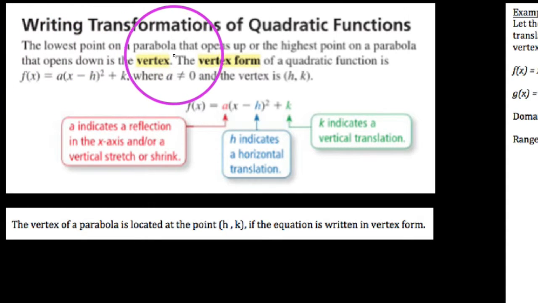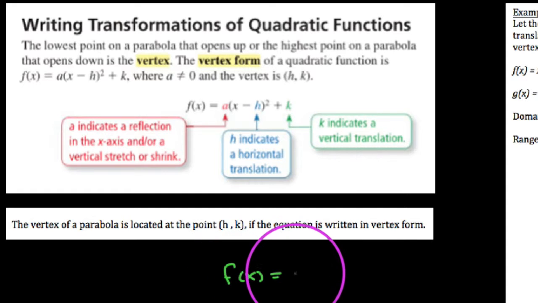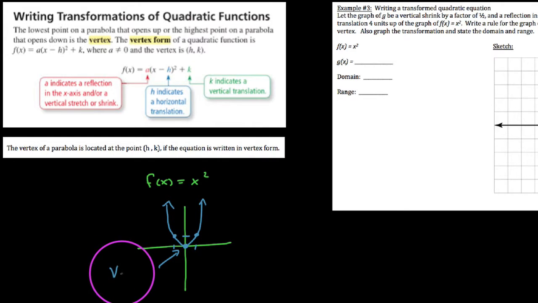It says the lowest point on a parabola that opens up, or the highest point on a parabola that opens down, is referred to as the vertex of the parabola. So considering the fact that we've been transforming this function f of x equals x squared, we can see that this lowest point on this graph, that typically would start at the origin before it's been transformed, we'll go ahead and put that on here, something like this. We give that a name and we refer to that as the vertex of the parabola.